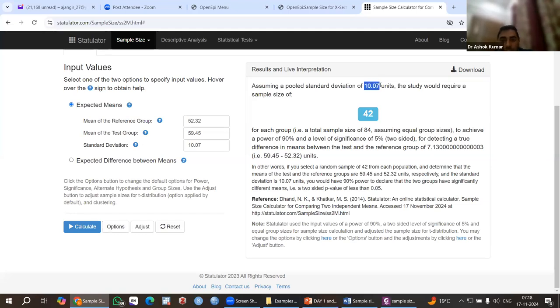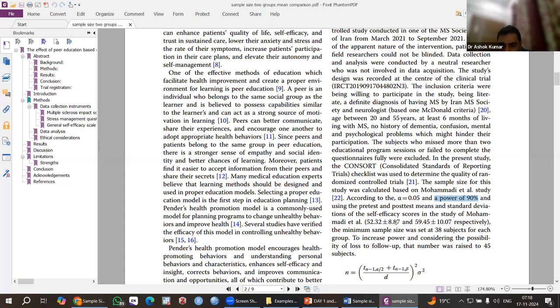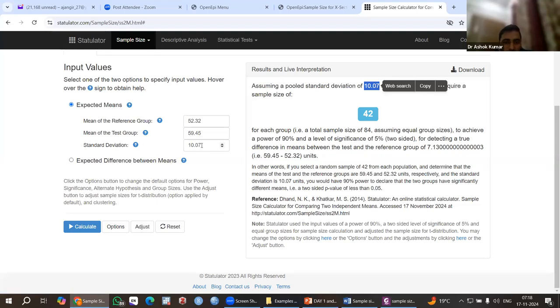When we use 10.07, it's called pooled standard deviation. It means it is assumed that in both groups the standard deviation is 10.07. Okay, so I think this is a limitation of this statulator, I can say. Okay, but if I take this group, what is it? It is 8.87. Suppose if I take this 8.87, what will be the sample size?